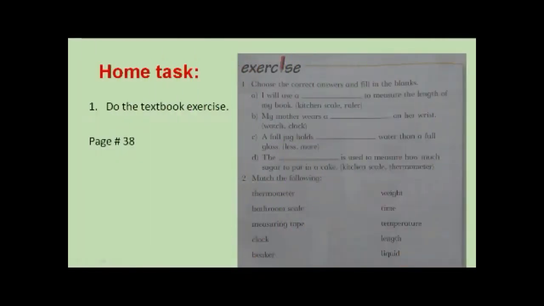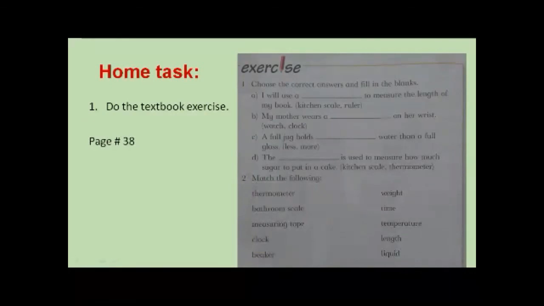Okay, beta. Exercise. Choose the correct answers to fill in the blanks. Okay. Tell me the answer in the chat box. A. I will use a dash to measure the length of my book. What will you use, beta? Is it a scale or ruler? Ruler. Irfan. Ahmad. Very good.